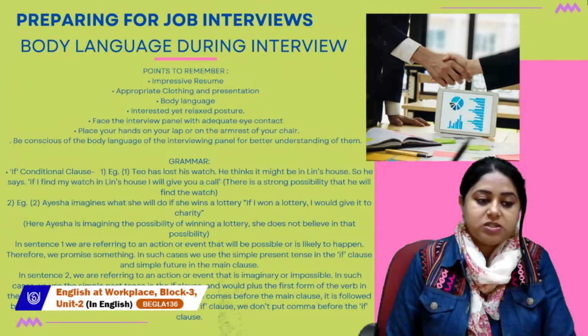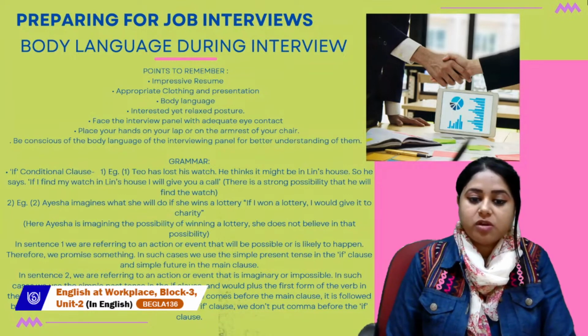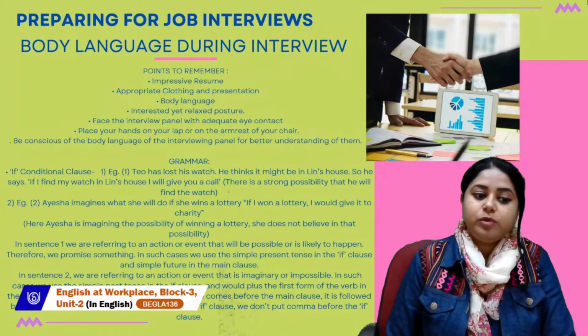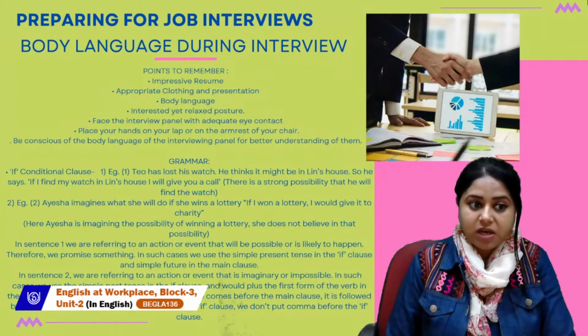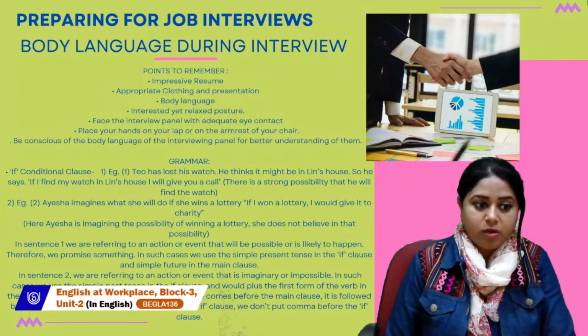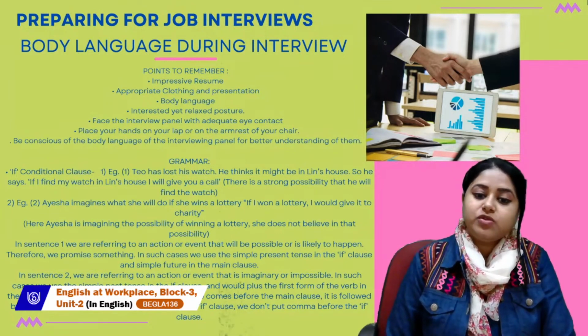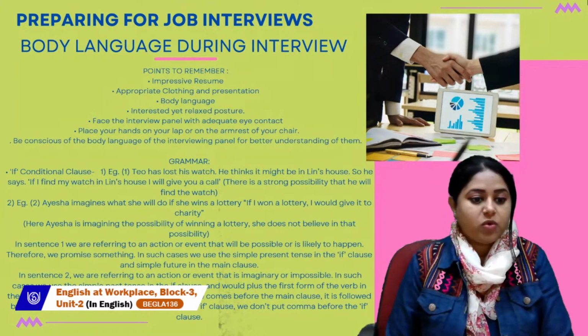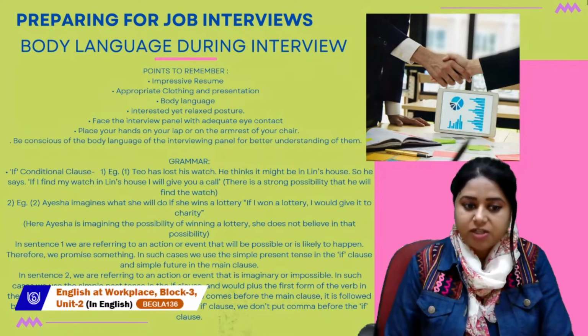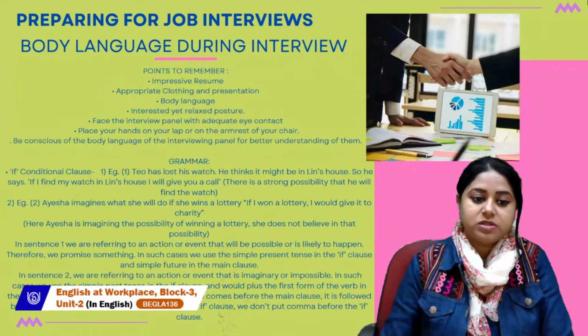Okay, so in sentence one, you see we are referring to an action or event that will be possible or is likely to happen. Therefore, we promise something. What is happening in sentence one? Tio is saying, if I find the watch in Lynn's house, I will give you a call. So, what is happening here? There is a strong possibility that he will find the watch. And he is referring to an action or event that will be possible or is likely to happen. So, he is promising it.